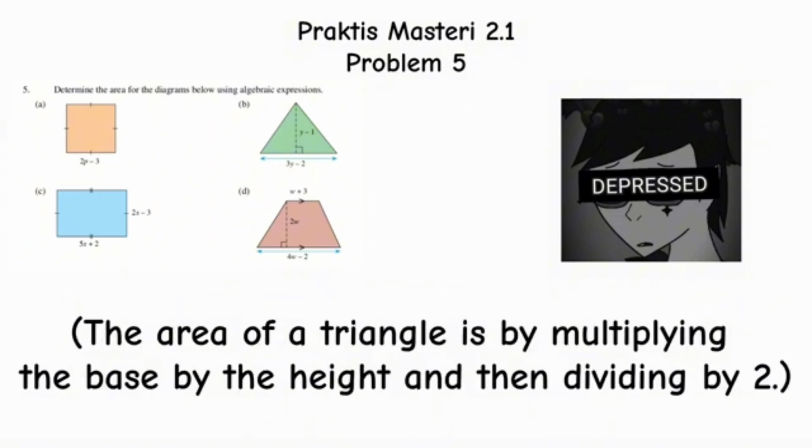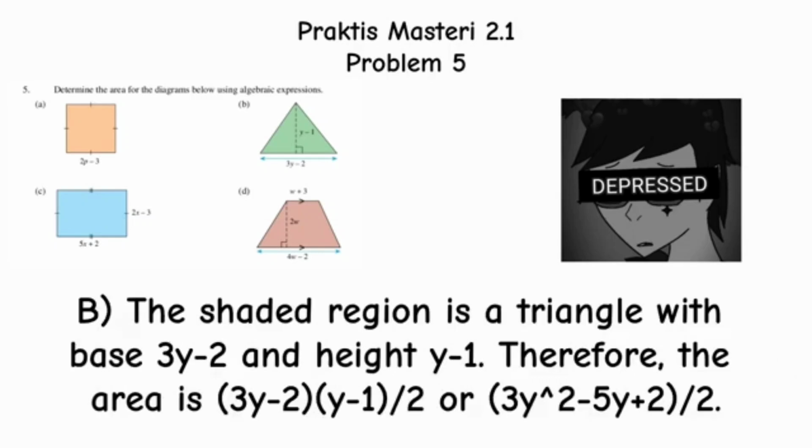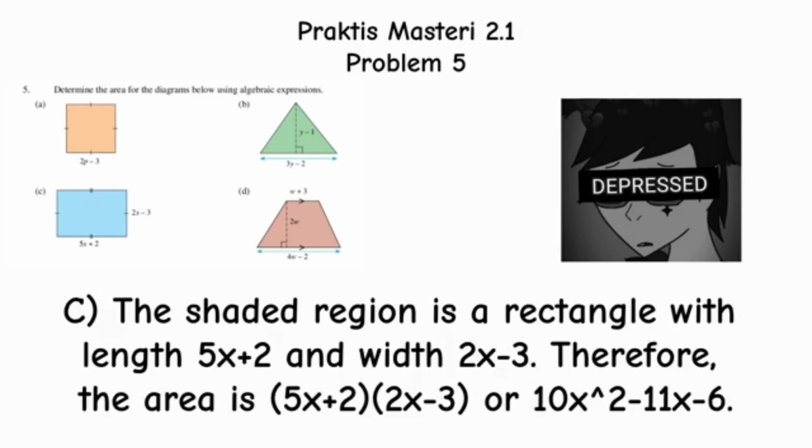The area of a triangle is found by multiplying the base by the height and then dividing by 2. B. The shaded region is a triangle with base 3y minus 2 and height y plus 1. Therefore, the area is (3y minus 2)(y plus 1) divided by 2, or (3y squared plus y minus 2) divided by 2. C. The shaded region is a rectangle with length 5x plus 2 and width 2x plus 3.